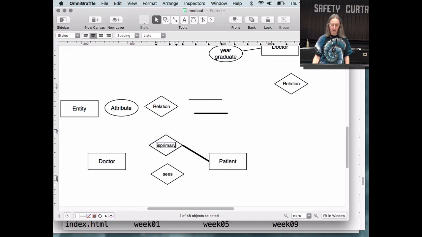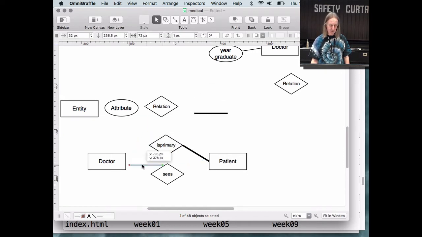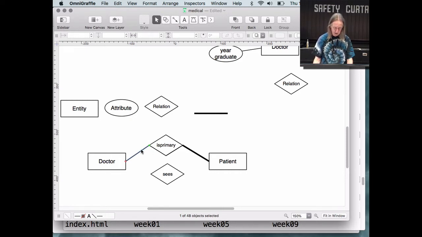Is primary. And this is where it's going to fall in a hole because I can't get my arrow. But there should be an arrow there because every patient has one primary physician. Okay? So every patient has a single primary doctor, physician. How can I simulate an arrow? I don't know. Anyway, I'll add the arrows onto this diagram later.